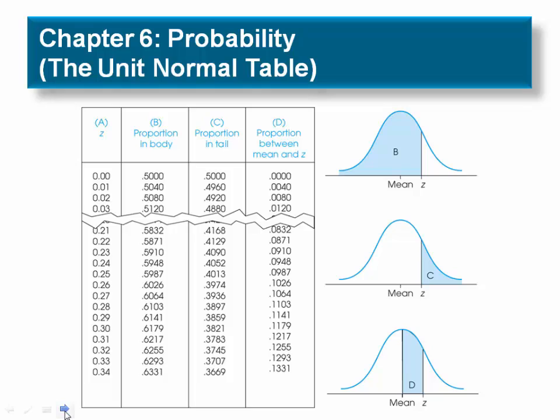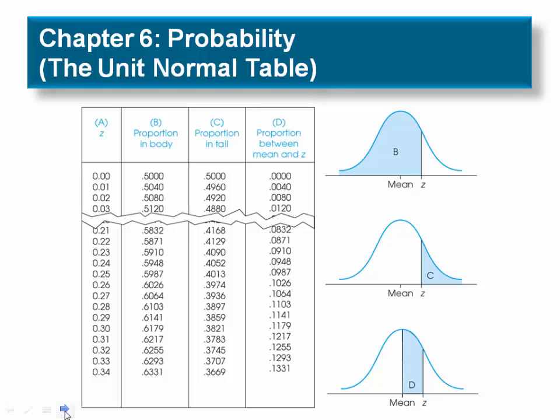Columns B and C in the table identify the proportion of the distribution in each of the two sections. Column B presents the proportion in the body, the larger portion, and column C presents the proportion in the tail. Finally, we have added a fourth column, column D, that identifies the proportion of the distribution between the mean and the z-score.